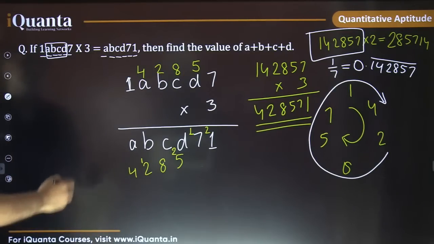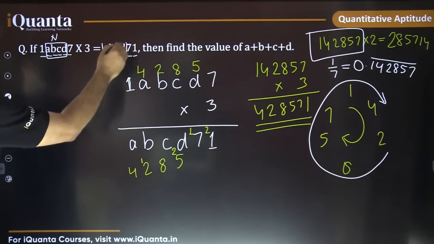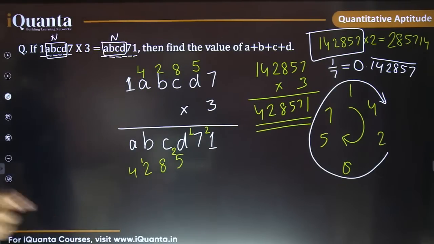Okay, what should I call it? I'll call it n. Okay, I'm writing it as n. This is n. Now please expand this number according to place value.